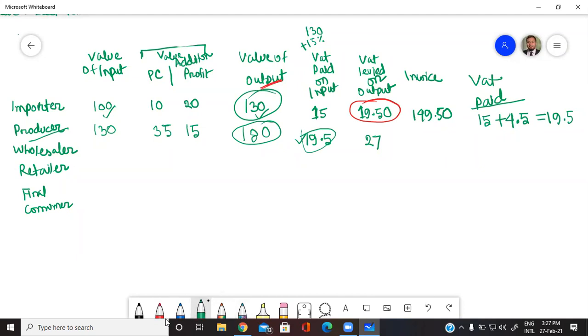So it should be 27. Now, what will be the invoice price? It will be 199.5 or 207? 207. Anyone missing here? How are we proceeding here?